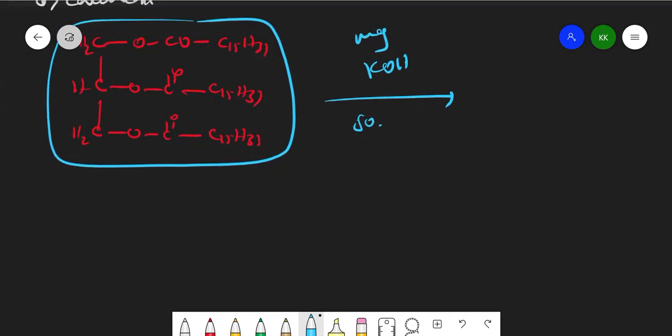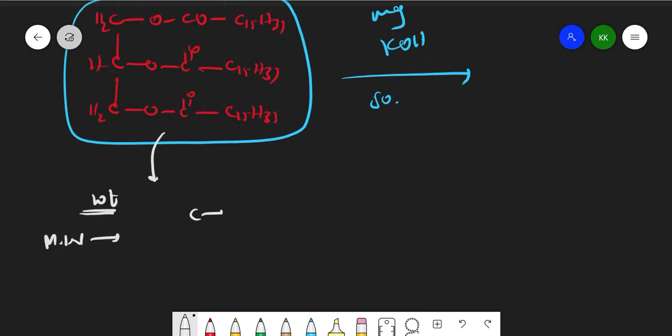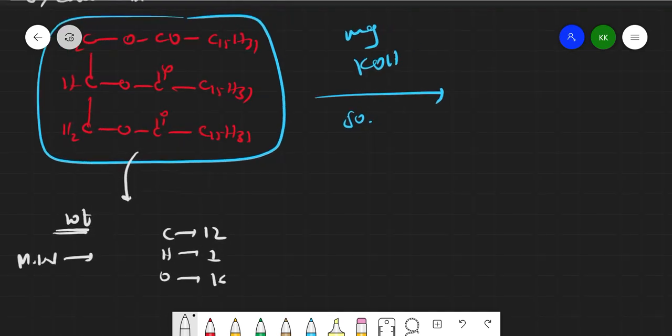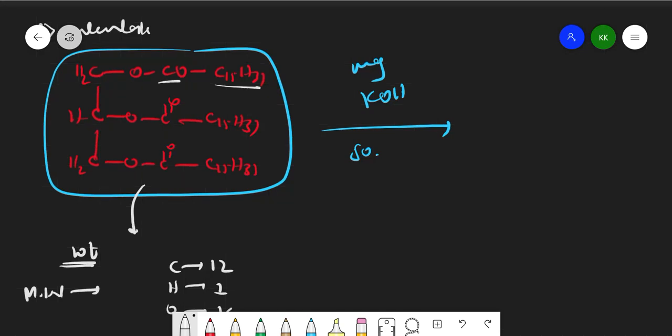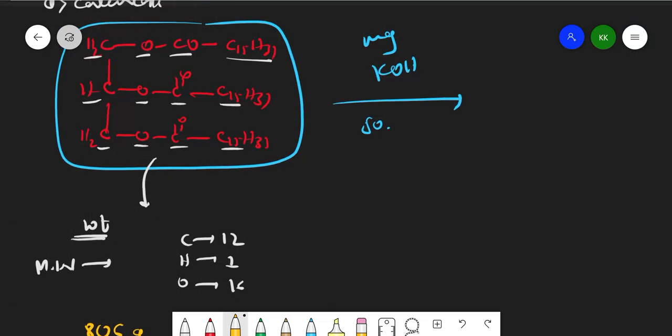So what we do, we calculate its molecular weight. How will we calculate? We know the formula here, right? Carbon has atomic mass 12, hydrogen 1, oxygen 16. So if we calculate all the molecular mass, see here I have calculated it and I got this much, 806 gram, for all of the above.